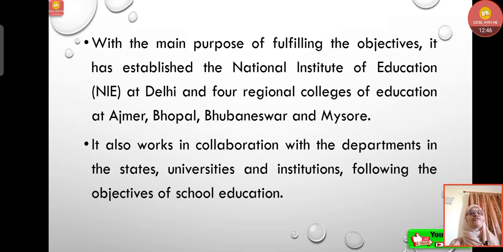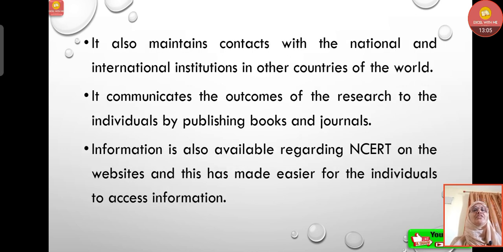Now, with the main purpose of fulfilling its objectives, it has established the National Institute of Education, that is NIE, at Delhi, and four regional colleges of education at Ajmer, Bhopal, Bhubaneswar and Mysore. It also works in collaboration with the departments in the states, universities and institutions following the objectives of school education. It also maintains contacts with national and international institutions in other countries of the world. Then it communicates the outcomes of the research to individuals by publishing books and journals. Very important here: information is also available regarding NCERT on the websites, and this has made it easier for individuals to access information.